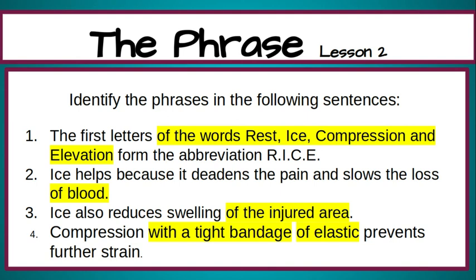Let's take a look. The first letters of the words rest, ice, compression, and elevation form the abbreviation RICE. The prepositional phrase is of the words rest, ice, compression, and elevation. All right, we start with of and we end with elevation because the next word, form, that's a verb. It's something that you do. You form it. So that's a verb. It can't be a part of our phrase.